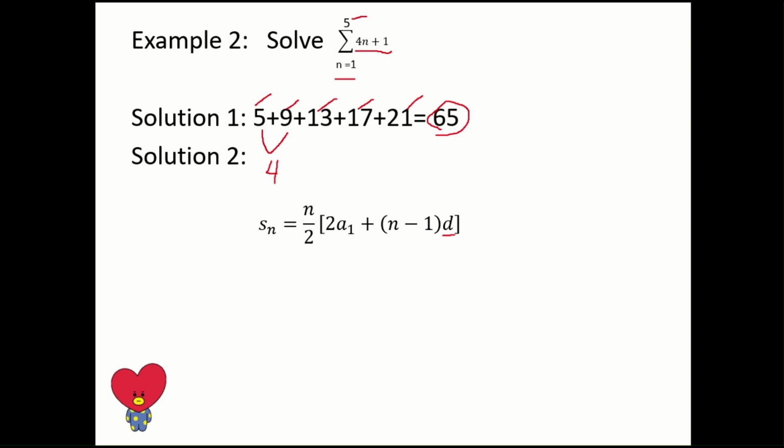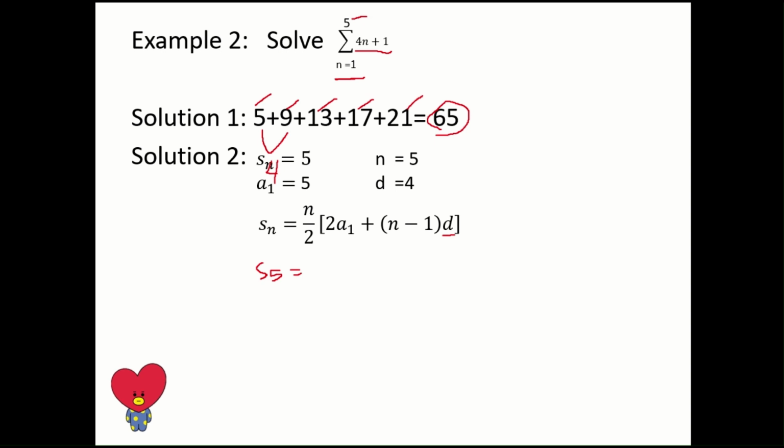We have the first term, which is 5. N is equal to 5 also. Sir, is it not n is equal to 1? No. For our formula, we should be doing s sub 5, which is equal to 5 over 2. It should be 5 over 2 because 5 is the last index that we are about to solve.